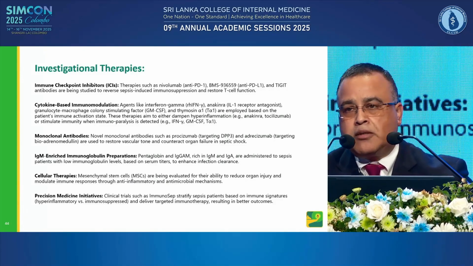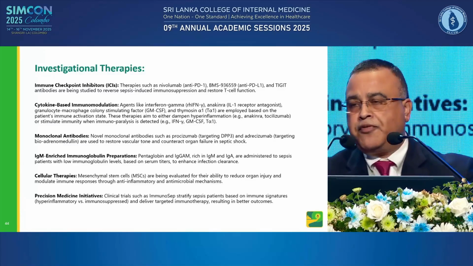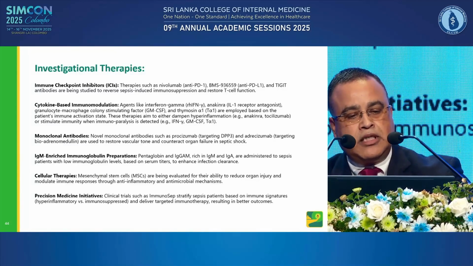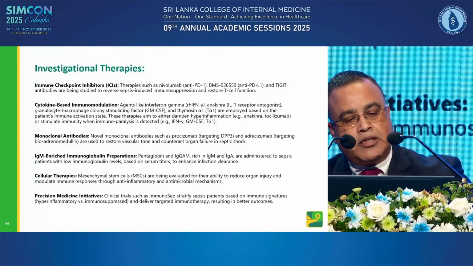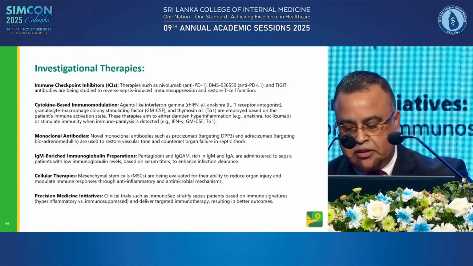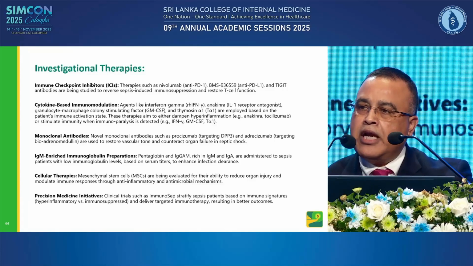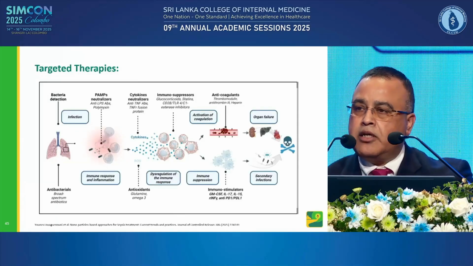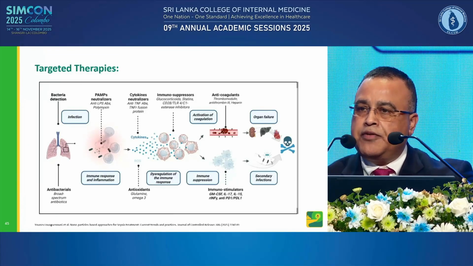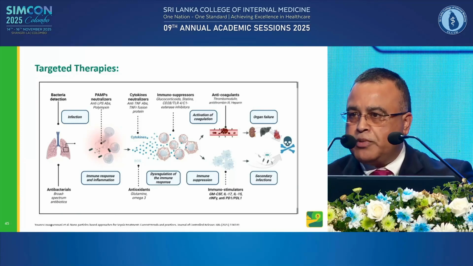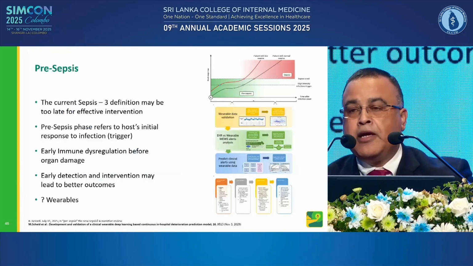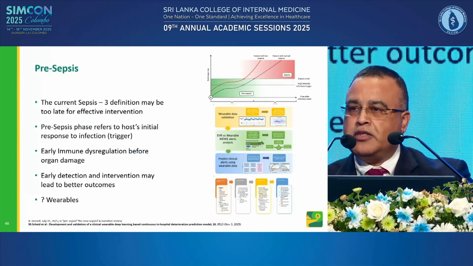The most important ones are the first, immune checkpoint inhibitors, and the second, cytokine-based immunomodulation. There are other monoclonal antibodies, but those are mostly for research purposes. Again, these are investigational, depending on which target. Instead of giving empiric therapy, we should be giving targeted therapy, as we learned from Dr. Mahan earlier today. Pre-sepsis is a newer concept.